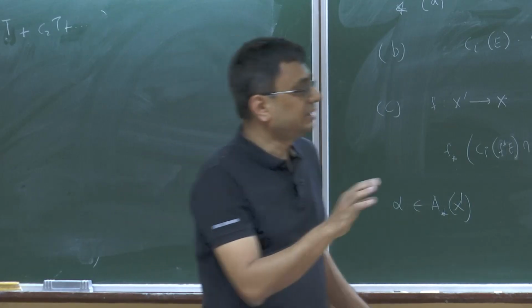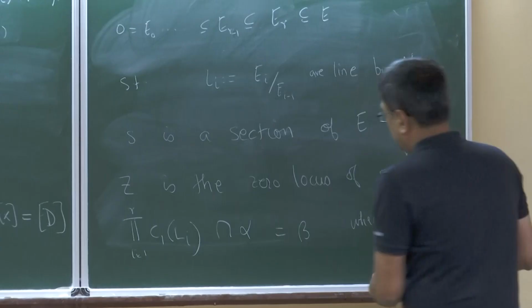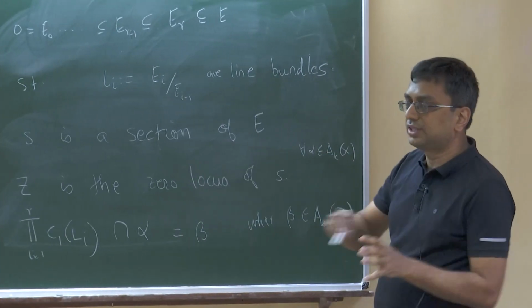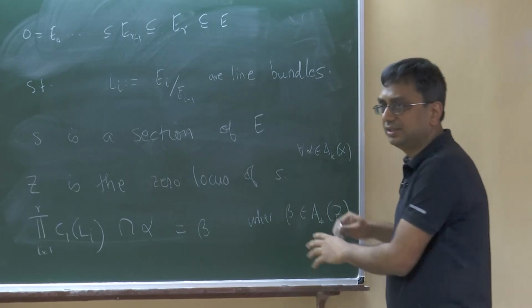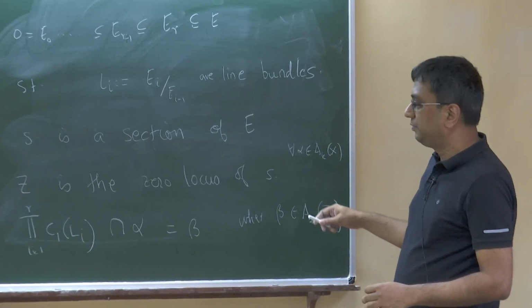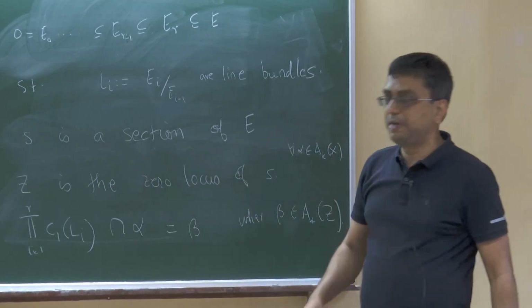Correct, correct. So what I mean is beta is i lower star of something in A star of Z. So yes, this is a bit sloppily written. At the cost of introducing more notation, maybe I should write that.